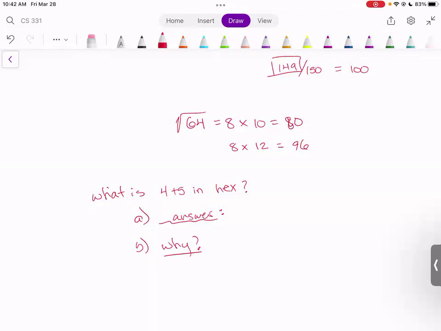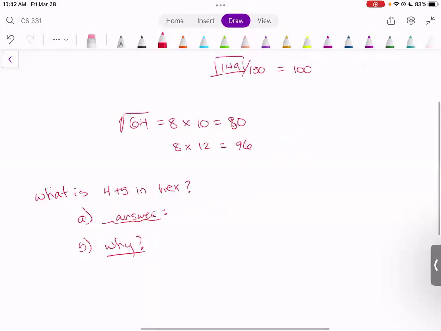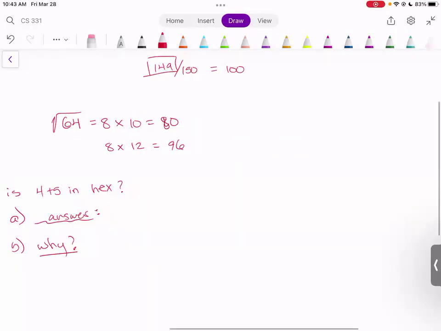Does that make sense? Wait, so how would I explain that? Well, this is just a random example. I can give you one. Let me think of one that I can give you. Okay, I can give you this one. I think it's in the book actually.